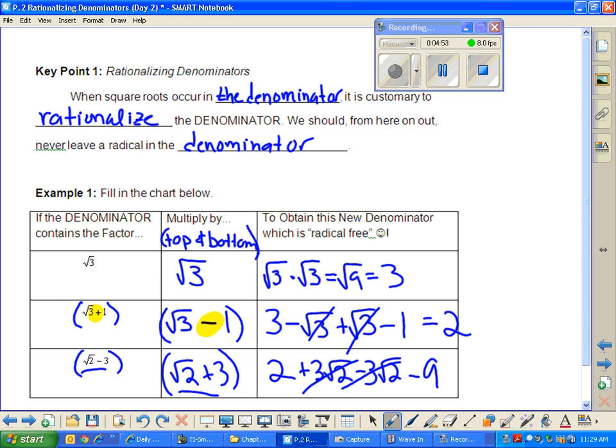You see that your outers and your inners cancel because they're the same value but opposite sign. So what you're left with is 2 minus 9, and that is negative 7. So it's radical free. Pretty nice.